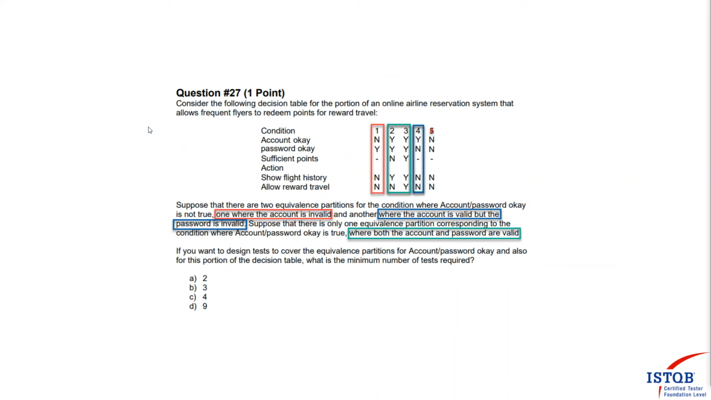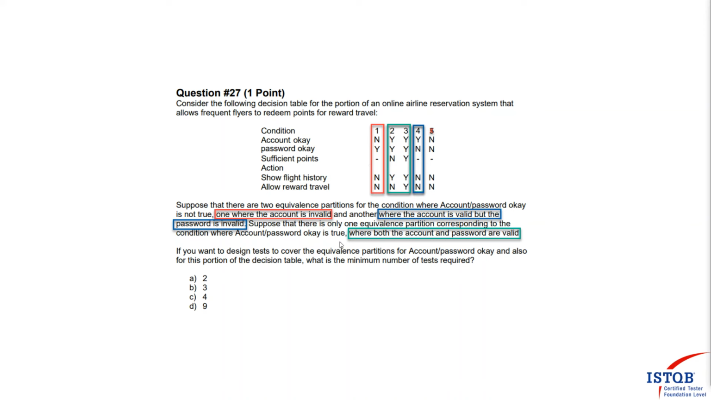In our case it is scenario number 5. Let's check the description again. Suppose that there are two equivalence partitions for the condition where account password OK is not true. One where the account is invalid. This is test case number 1. And another where the account is valid, but the password is invalid. This is test case number 4.